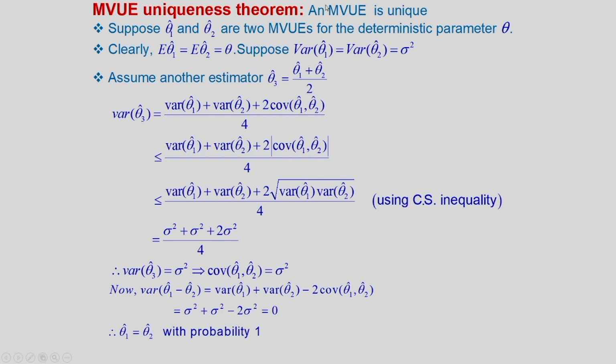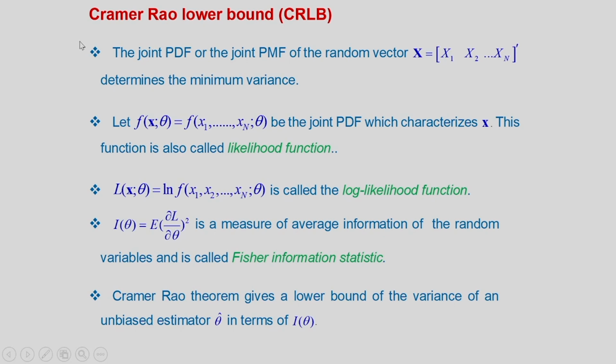Therefore, an MVUE is unique. Minimum variance unbiased estimator is always unique. The uniqueness of MVUE makes it the most desirable estimator. Now, we will discuss Cramer-Rao lower bound, CRLB.